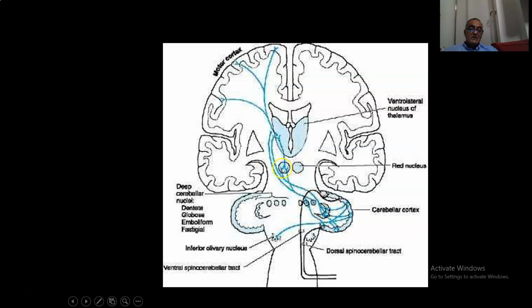That's why any cerebellar lesion causes ipsilateral affection, ipsilateral ataxia, because there is a double crossing. It doesn't cause contralateral, because it crosses twice, so any lesion in the cerebellum produces a deficit on the same side.